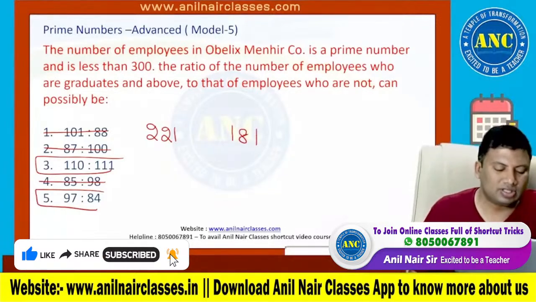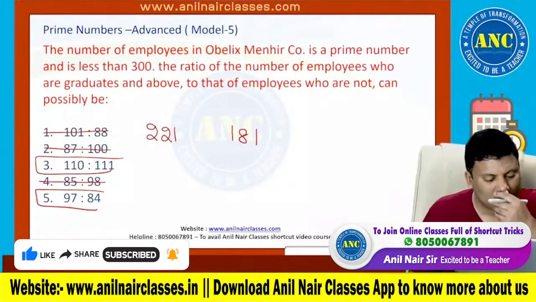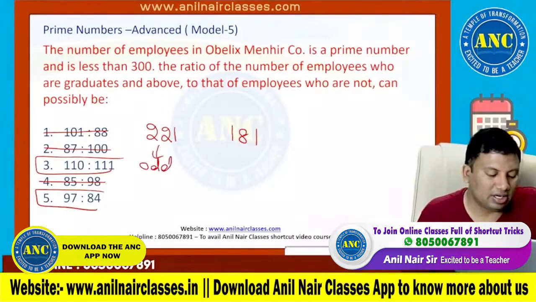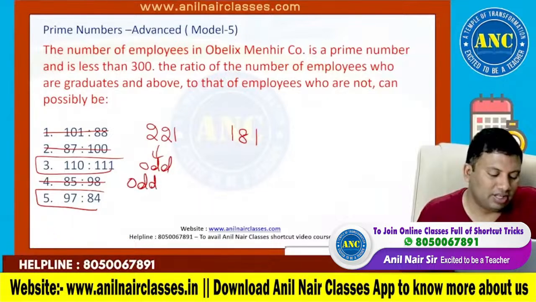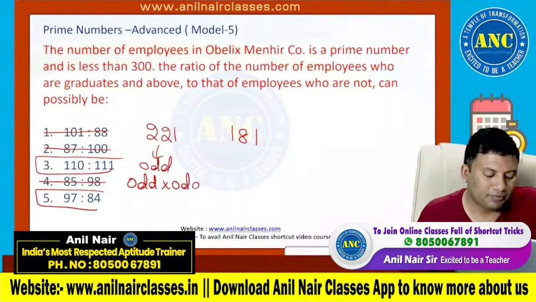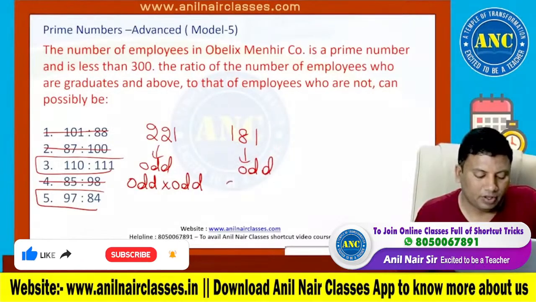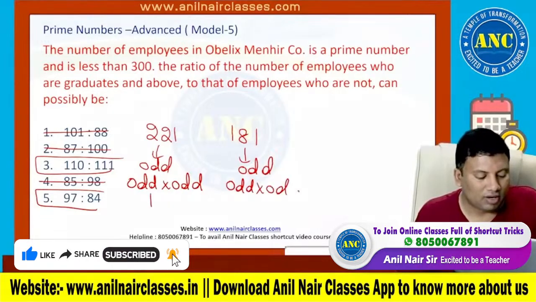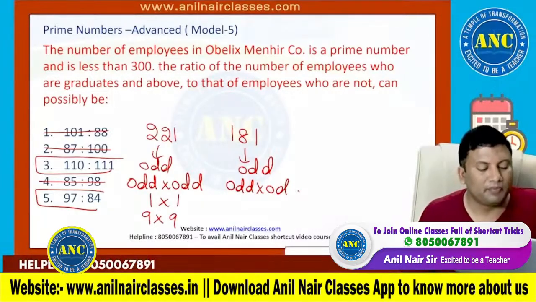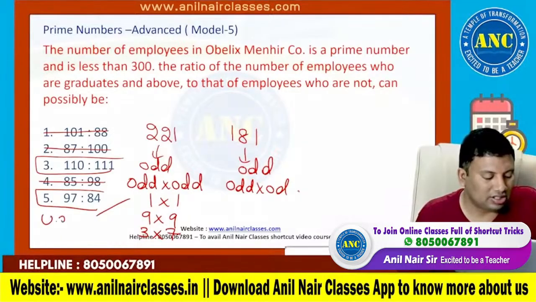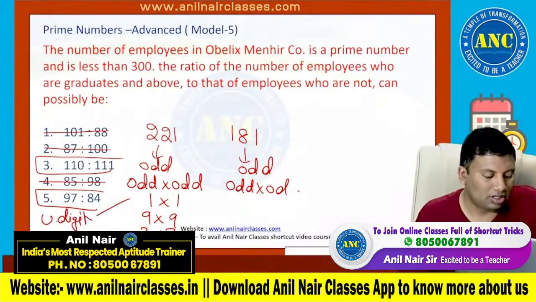Suppose I take 221. 221 is an odd number. I am just cross checking if there is any other possibility. Odd into odd gives an odd number. Let us see what is possible. 1 into 1 is 1. 9 into 9 is 1. 3 into 7 is 1. These are all the unit digits.